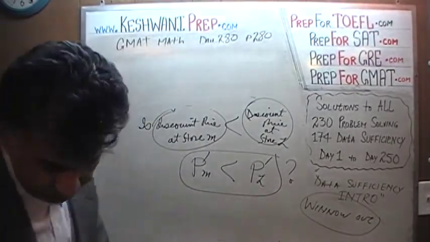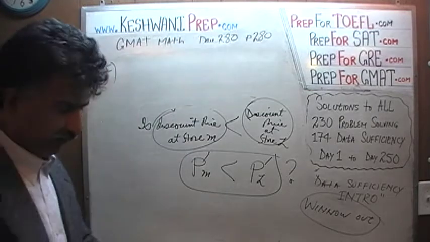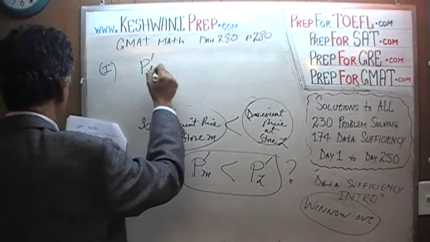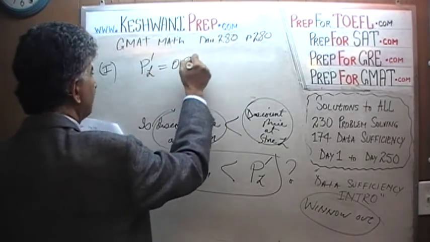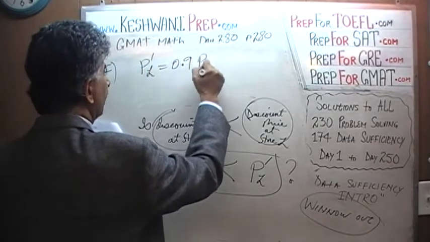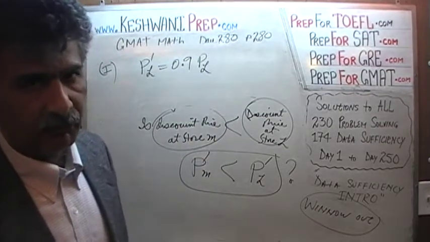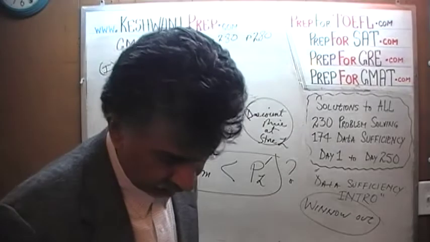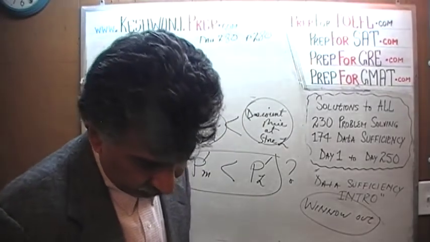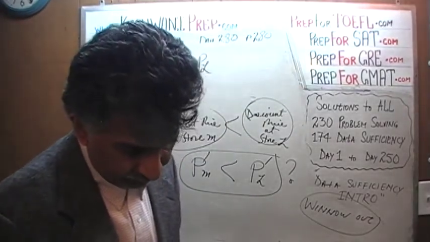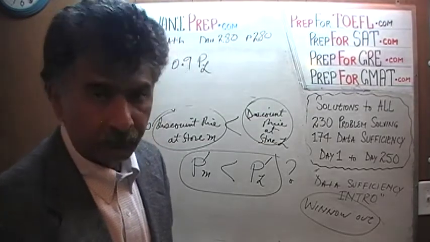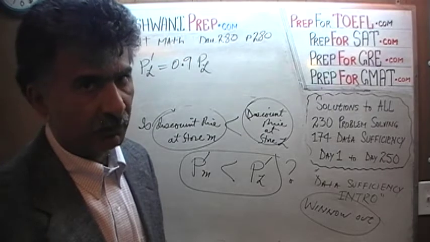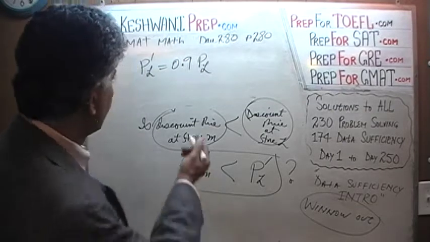The first statement tells us that the discount price at store L is 90% of the regular price. But that's not how they phrase it in the question. In the question itself it says at store L the discount price is 10% less than the regular price. If the discount price is 10% less than the regular price, then what they're telling us is that the discount price is 90% of the regular price, which is what we have here.